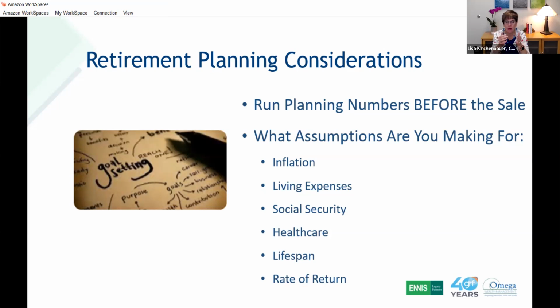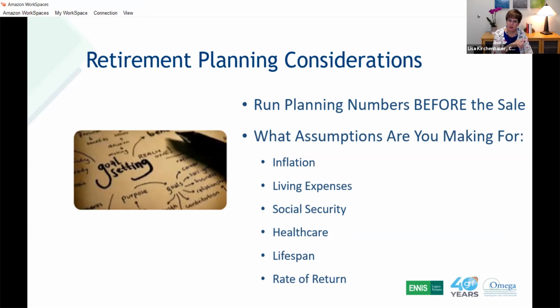Lifespan is really important. We like to say, how long are you going to be on the planet? That's how we say it nicely at Omega. So, what's your family's longevity? Do you have any health issues that might change your lifespan? The shorter you're going to be on the planet, the less money you need or the more you can spend while you're here. But maybe your spouse has a lot of longevity, and so we need to plan for that. So it's really important to figure that piece out too.